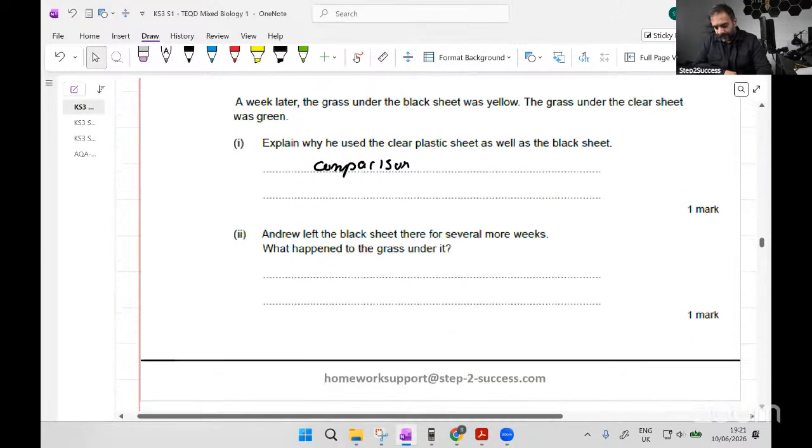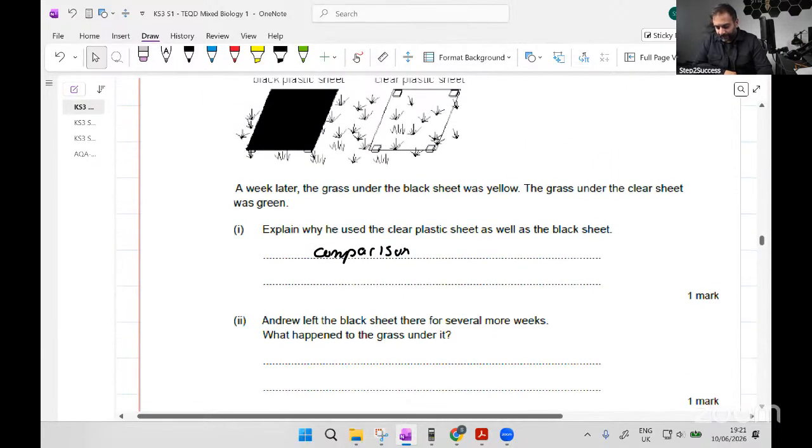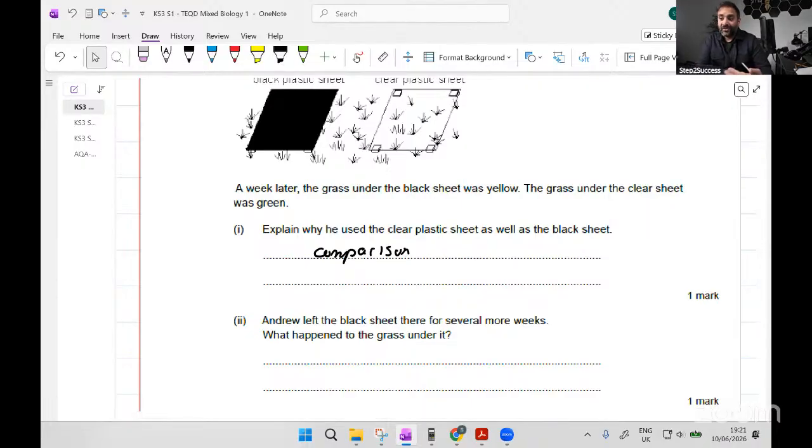That's the point. He left the black sheet there for several more weeks. What happened to the grass under it? Probably died, because without light, eventually a plant will die.